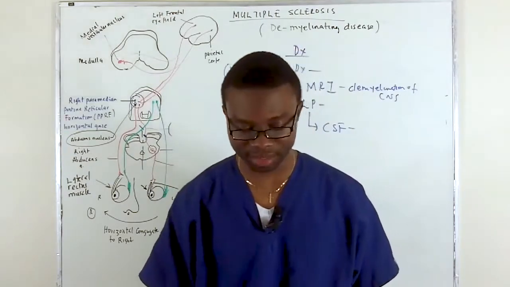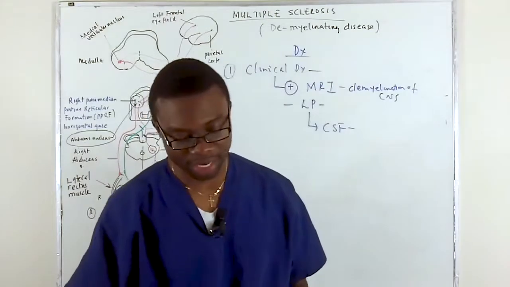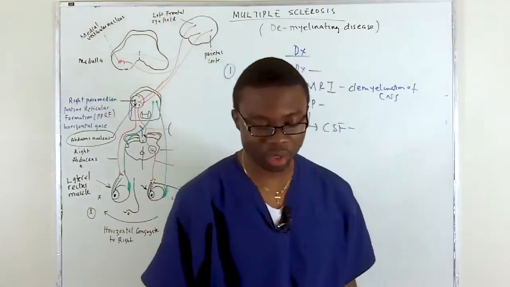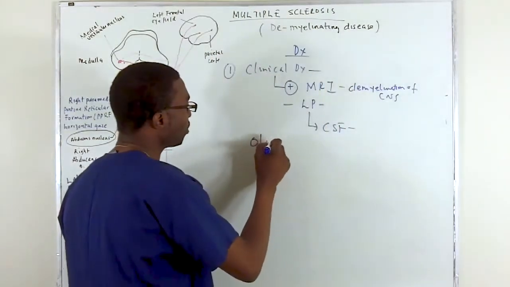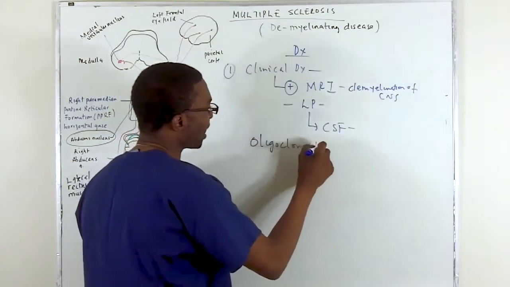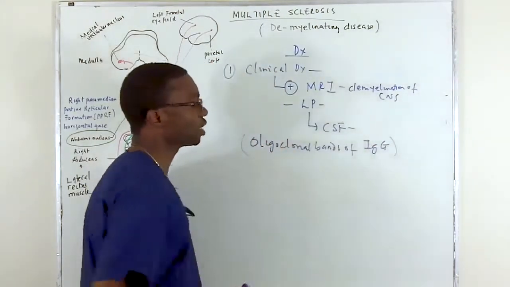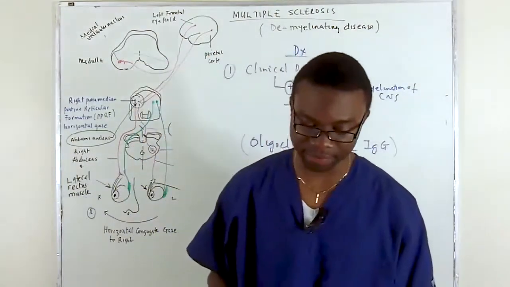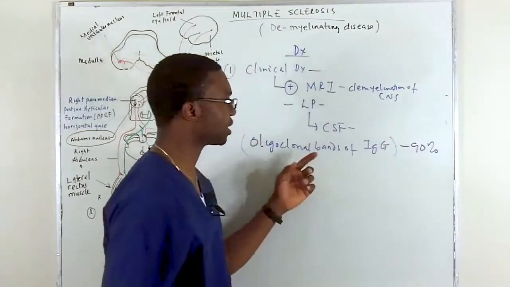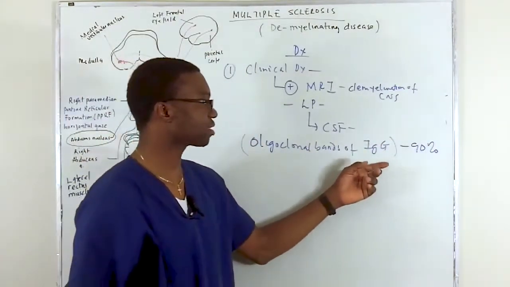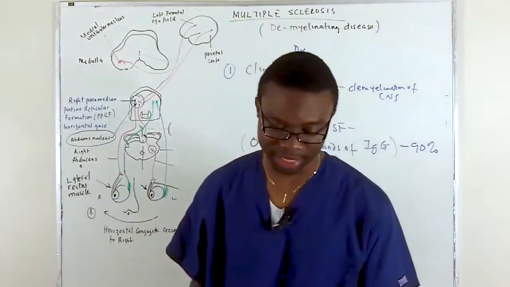Now when you do an LP and you do a CSF analysis, although there's really no lab-specific test we are looking for, in this case, what you're going to see are oligoclonal bands of immunoglobulin G. Oligoclonal bands of IgG. And that's what you're looking for inside the CSF. In 90% of MS patients, you're going to see oligoclonal bands of immunoglobulins, and on MRI, you'll be able to see demyelination.